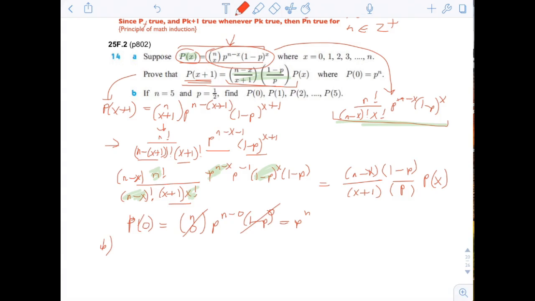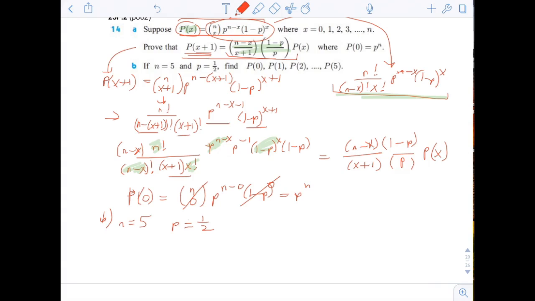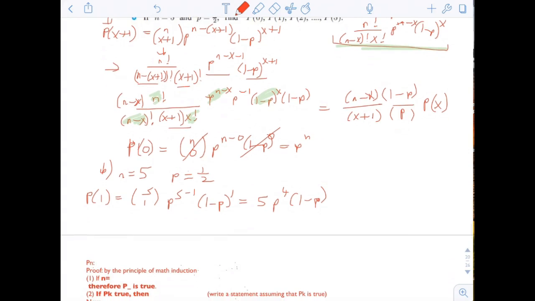Now let's do b. So b says, okay, n equals 5 and p equals 1 half. Find the probability values for 0, 1, 2, and so on, all the way to 5. Okay, so p of 1 would equal n choose 1, p to the n minus 1, and n is 5, so I can just fill that in. 5 choose 1, p to the 5 minus 1, 1 minus p to the 1. So that's equal to 5 choose 1, which is 5, p to the fourth, 1 minus p. Okay? That's the probability of 1.